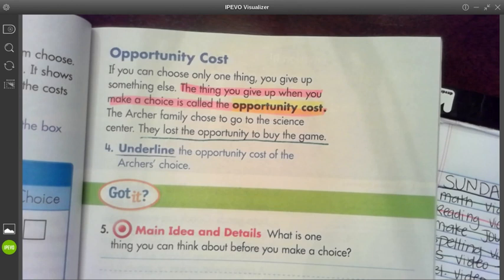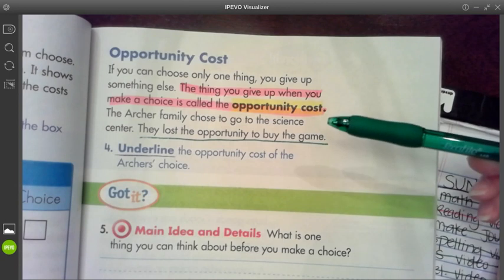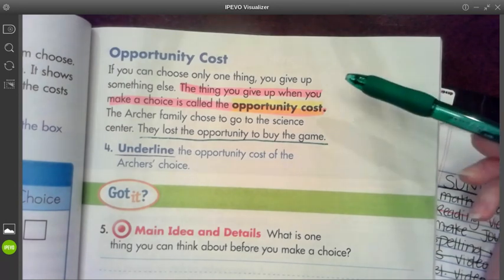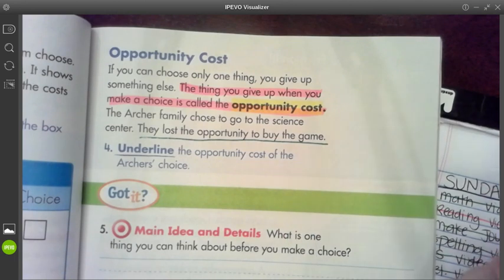So the main things you need to know for the quiz are benefits are the good things. Cost is another word for price. And those are the two things you need to look at before making a decision, that you need to look at the price of something and the benefits, the good things about it, before making your choice. You need to know those two things. And then you need to know that the opportunity cost is the thing you give up, so the thing you don't pick. And then one more thing down here.